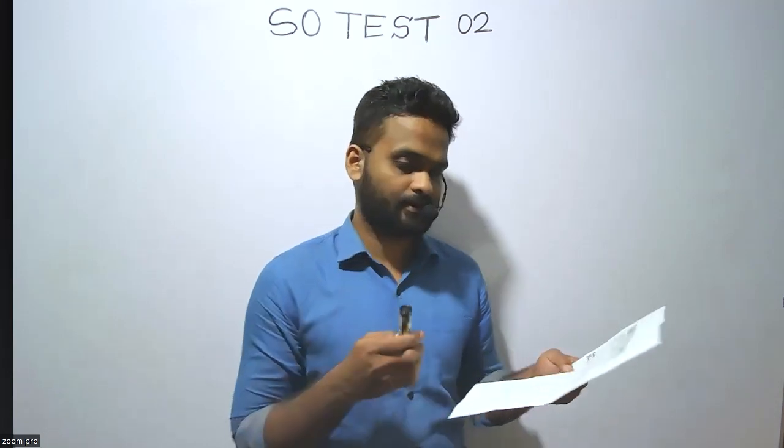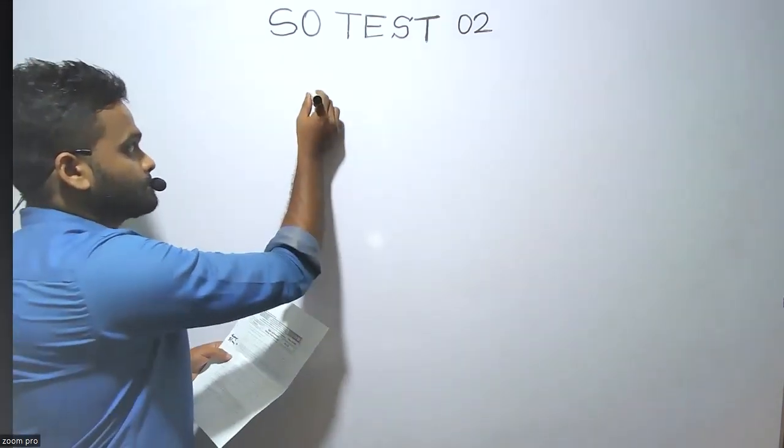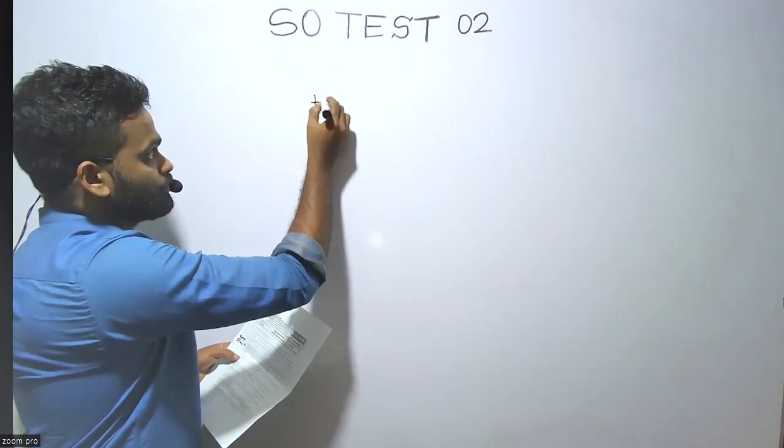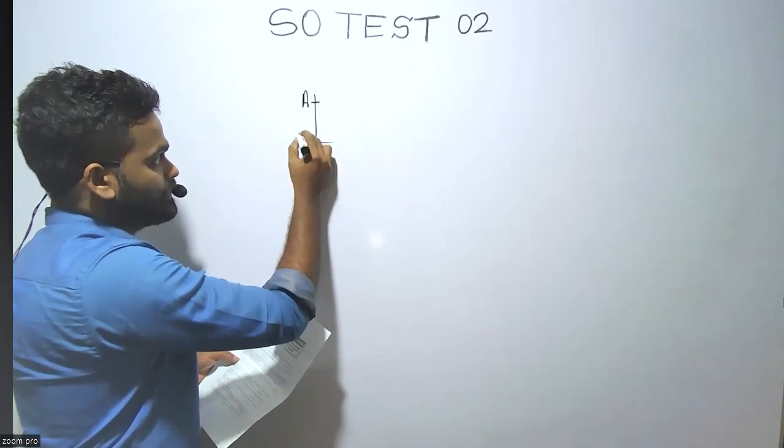Right, fourth question. Two cars A and B move towards the same direction, starting from the same place, right? So we have two cars, A and B.